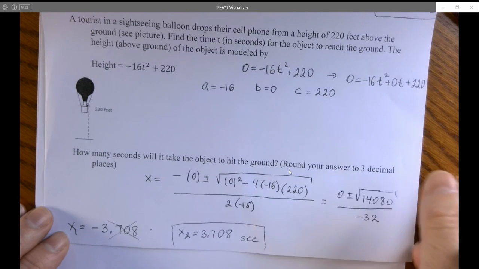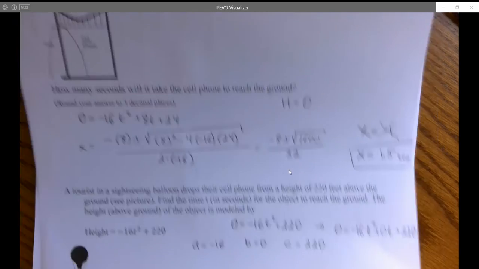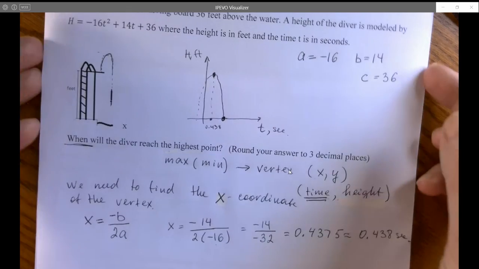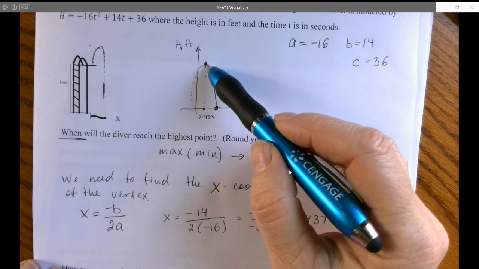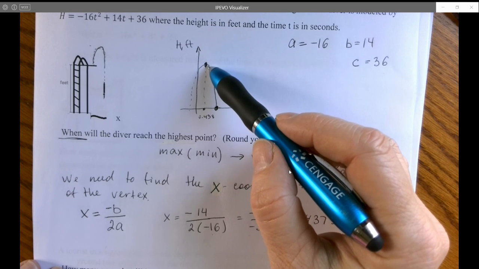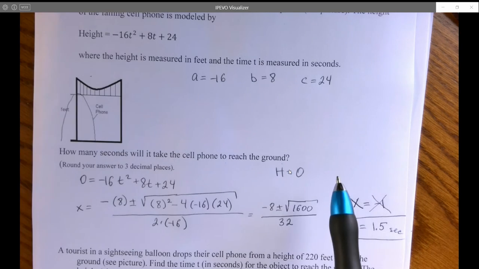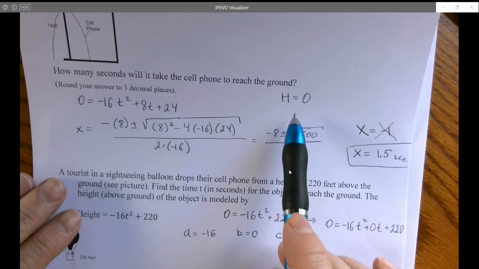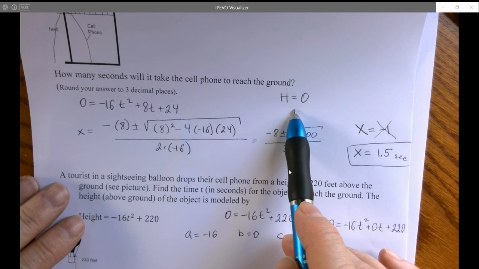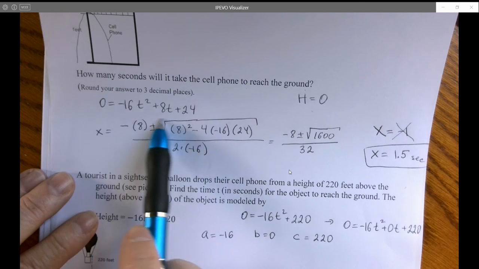So, if we look at the quadratic equations, there are two types of questions. Sometimes they ask you about the highest point. It means they ask you about the vertex. Or they will ask you when an object hits the ground. Hits the ground, it means the height is 0, and you have to use the quadratic formula to find the solution to this equation.